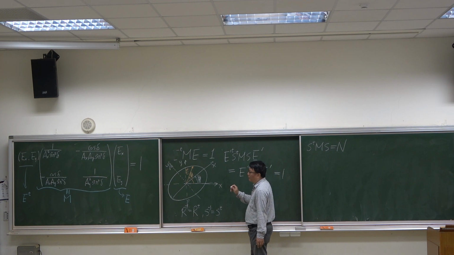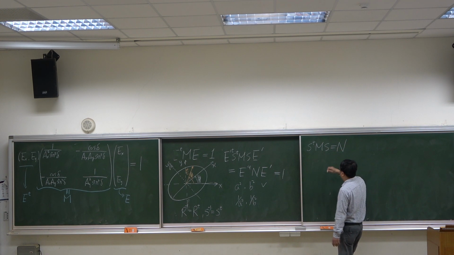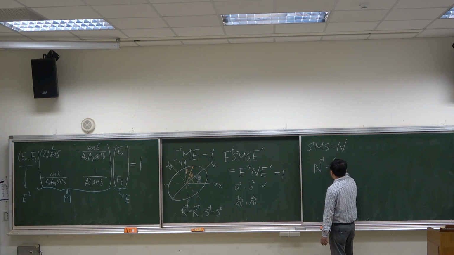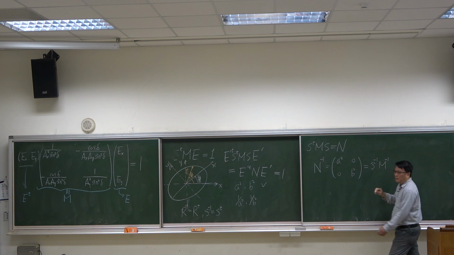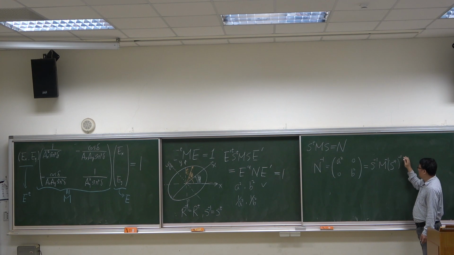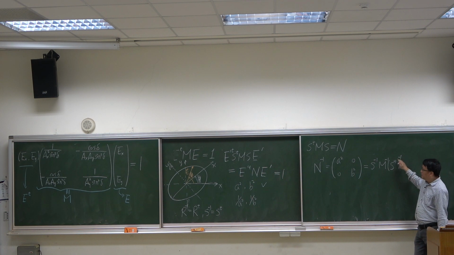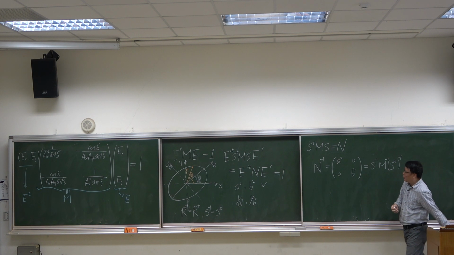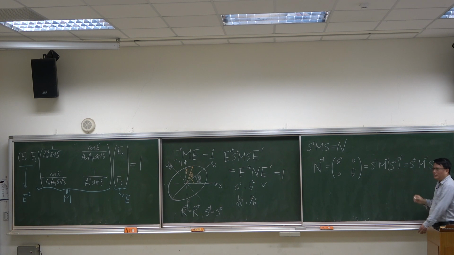However, it will be more convenient to know A squared, B squared instead of 1 over A squared and 1 over B squared. We want this one, not this one. So consider the inverse of this relation. N inverse becomes A squared, 0, 0, B squared. And S inverse, M inverse, S transpose inverse. Okay. S inverse is equal to S transpose. S transpose inverse becomes the original S. So this is just S transpose M inverse S. Okay.